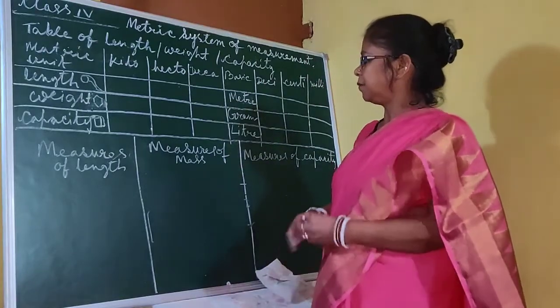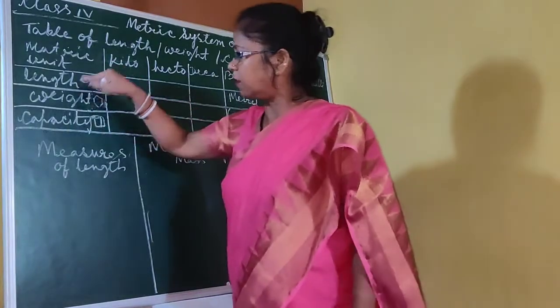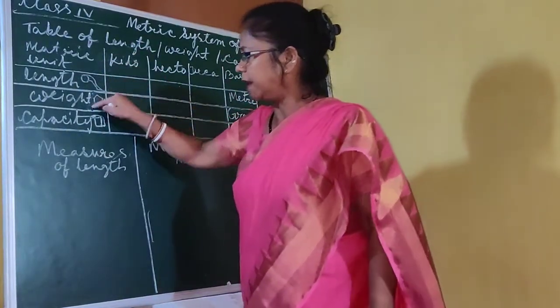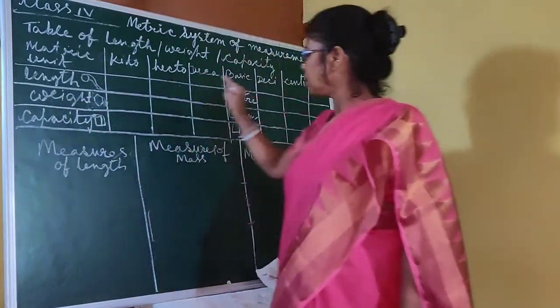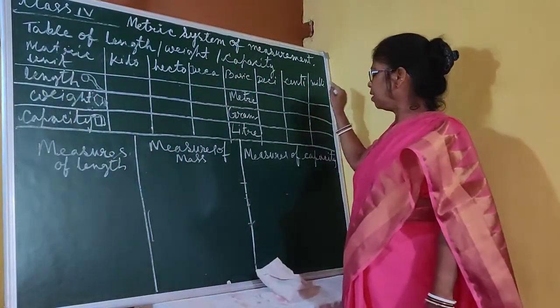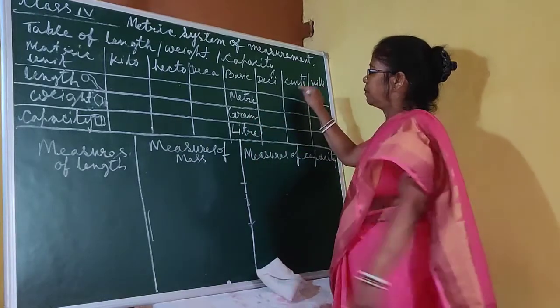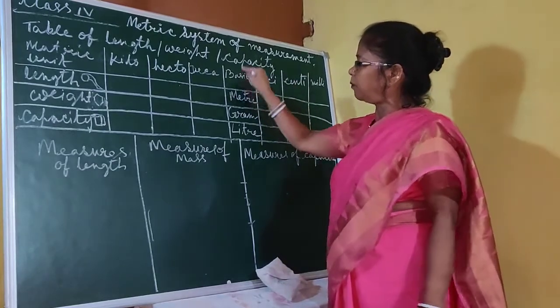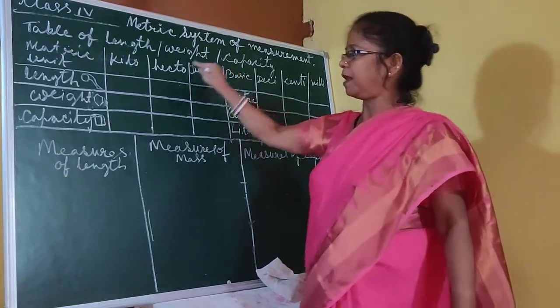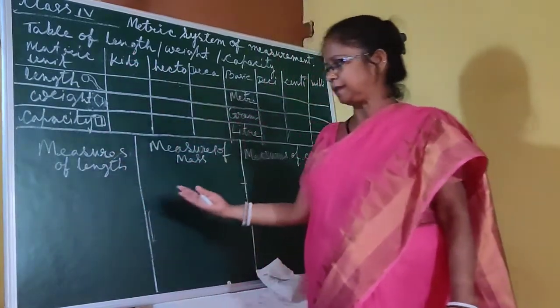Here, this same line I am using for all three: length, weight, capacity. Length I finished, and then weight. Weight is also the same. Here the unit will be gram. 10 milligram is 1 centigram, 10 centigram is 1 decigram, 10 decigram is 1 gram, 10 gram is 1 decagram, 10 decagram is 1 hectogram, 10 hectogram is 1 kilogram. Same way liter.